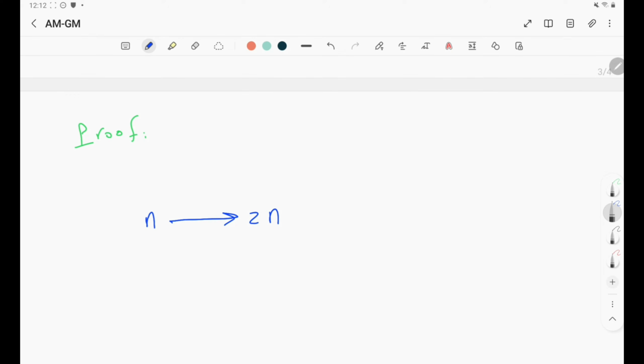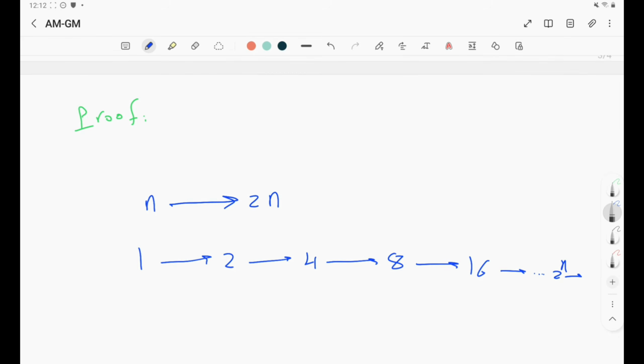Wait a minute, how are we going from n to 2n? Even if we can do that, 1 will lead to 2, this will lead to 4, this will lead to 8, 16, and so on. Any power of 2, right? Okay, that doesn't solve the problem, right? We only proved it for powers of 2. Well, of course, this is not the whole proof. This is only process 1, let's say.